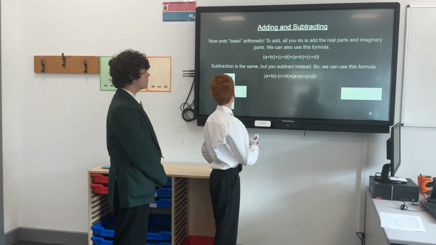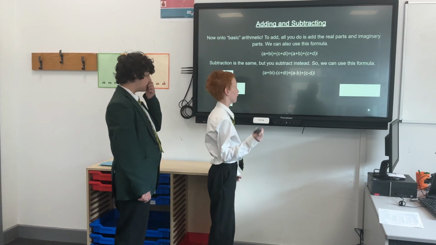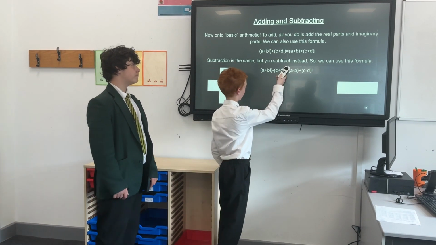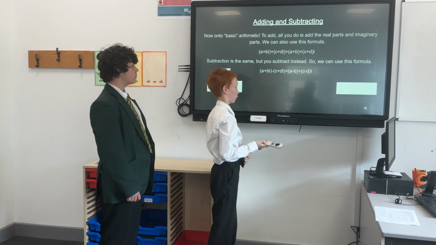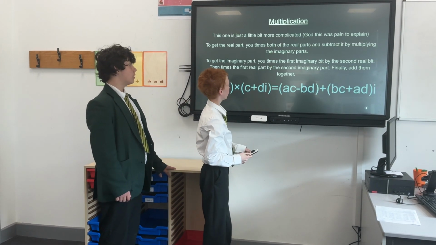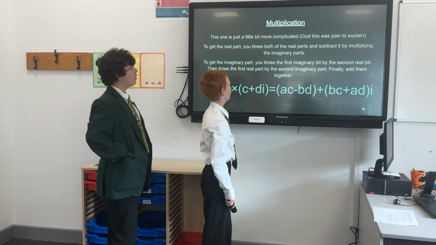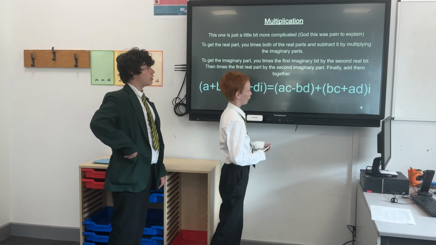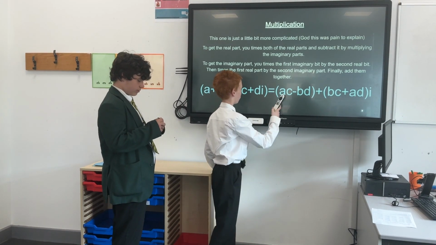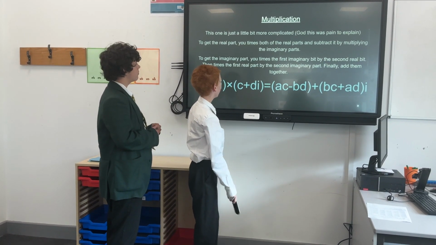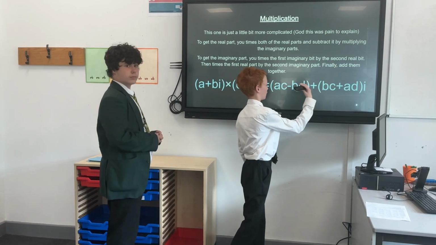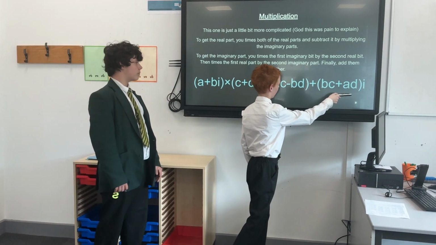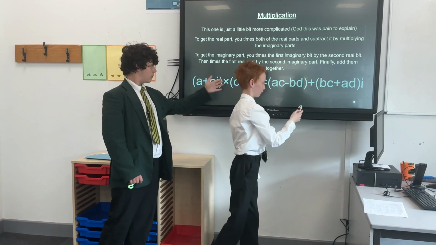Adding and subtraction. Now onto basic arithmetic. To add, all you do is add the real parts and the imaginary parts. Subtraction is the same, but you subtract instead. Now multiplication, this one's just a teeny bit harder. To get the real part, you times both of the real parts and subtract it by multiplying the imaginary parts. To get the imaginary part, you times the first imaginary by the second real bit, then times the first real bit by the second imaginary bit, finally add them together.